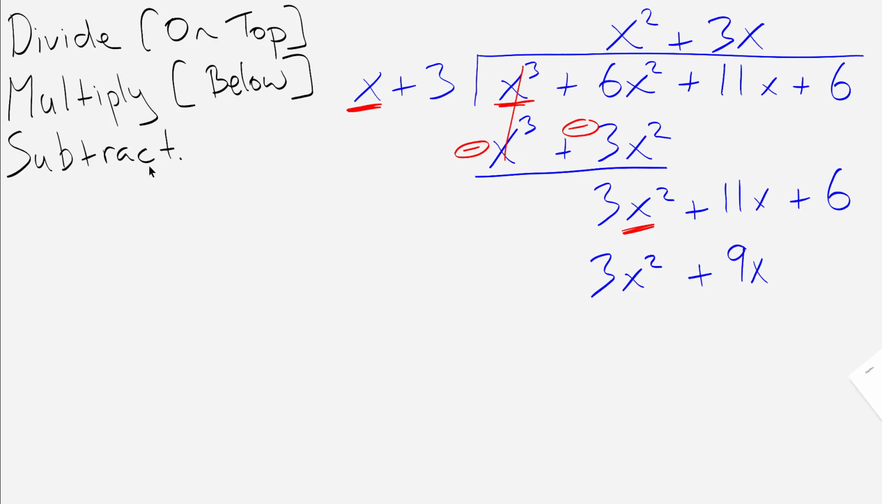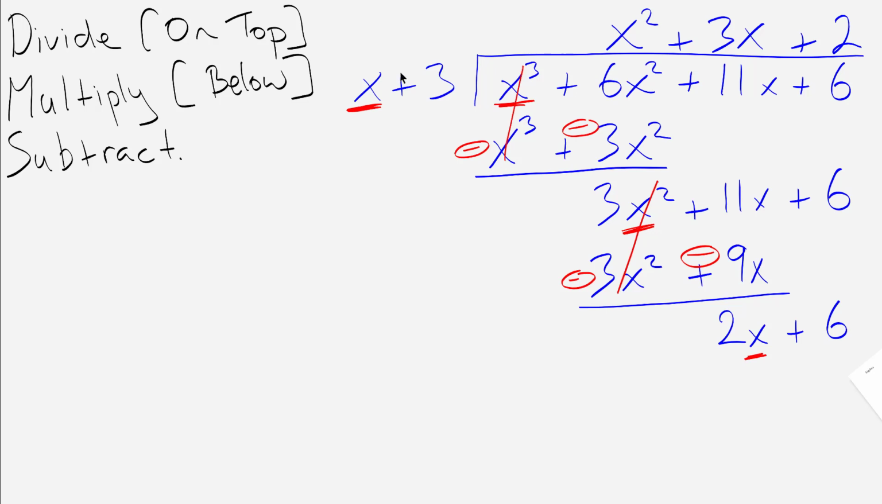The next step is to subtract. So I'll draw my line, and subtracting, these will turn into minuses. So 3x squared minus 3x squared is nothing. 11x minus 9x is 2x, and the 6 take nothing is still simply a plus 6. So that's the second cycle done. We've got one more cycle to finish it. So back to the division. We're dividing the leading term here into the leading term there. So x divides into 2x plus 2 times.